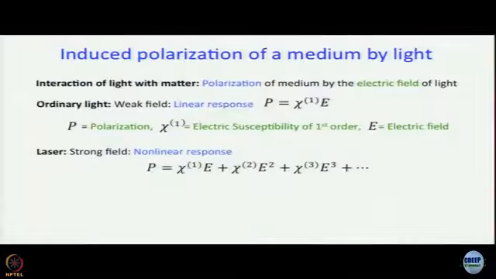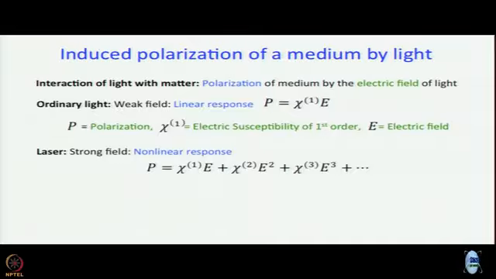Then you have something like this. You have a nonlinear response, P is equal to chi first order E plus chi second order E square plus chi third order E cube, and so on and so forth. And the reason why you see this for high values of E and not for low values of E is that first order chi is much larger usually than second order chi, provided the second order chi is non-zero, we will come to that. Second order chi is generally much larger than third order chi, and so on and so forth.